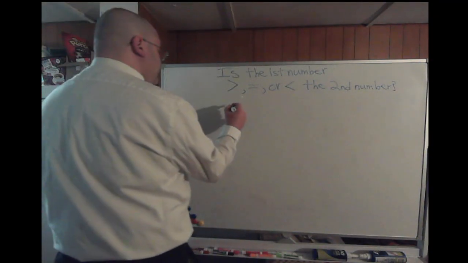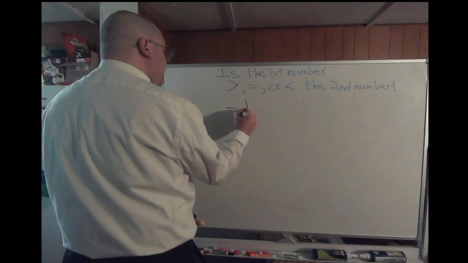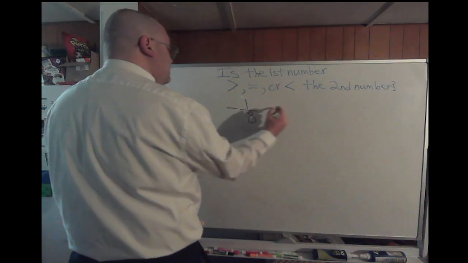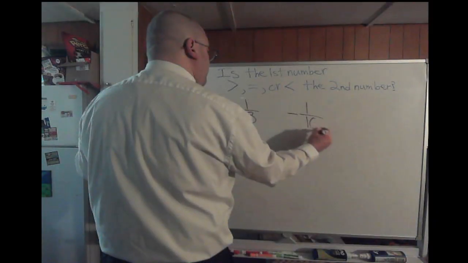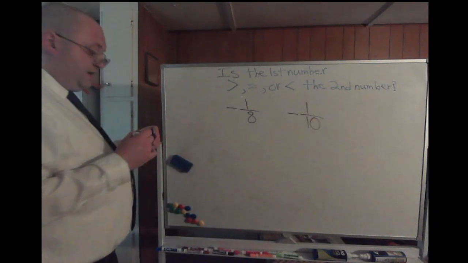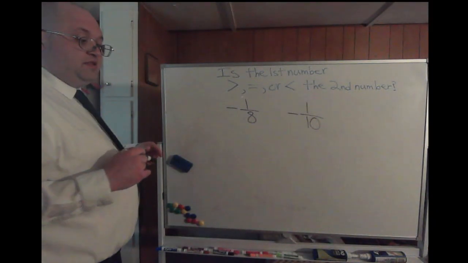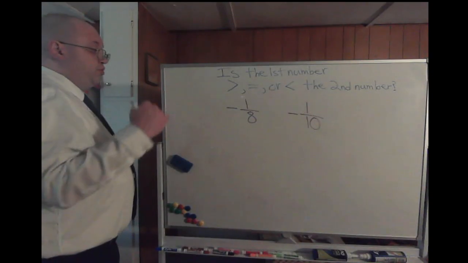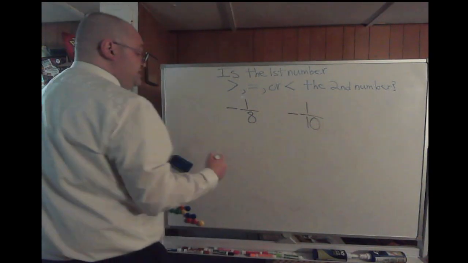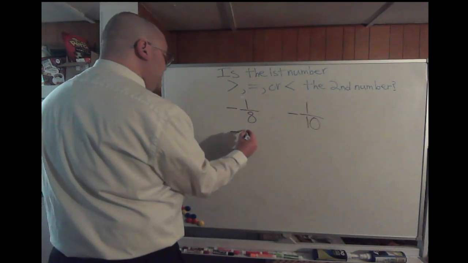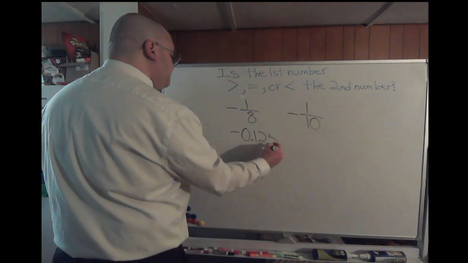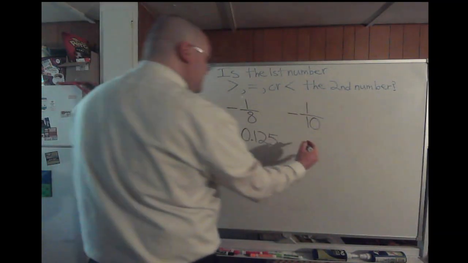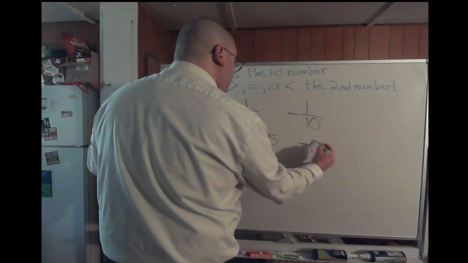Now we got some negatives. We have -1/8 compared to -1/10. Well, it's important, I would say, to convert these to decimals. -1/8 is -0.125. -1/10 is simply -0.1.